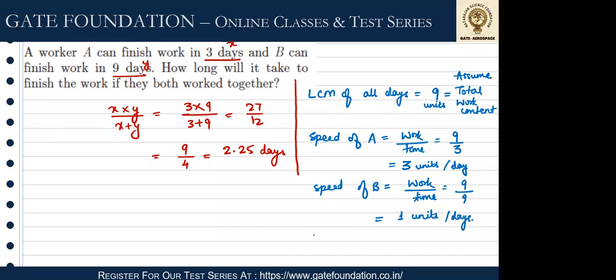अब दोनों की मैं बात करूं तो स्पीड ऑफ ए प्लस बी. तो स्पीड ऑफ ए इज 3, बी इज 1, सो इट विल बिकम 4 यूनिट्स पर डे. ठीक है, ये स्पीड हो जाएगी 4 यूनिट्स पर डे. अब मुझे क्या निकालना है? मुझे निकालना है टाइम. सो टाइम इज इक्वल्स टू वर्क अपॉन स्पीड. वर्क कितना था? 9. स्पीड कितनी है? 4. सो 9/4.